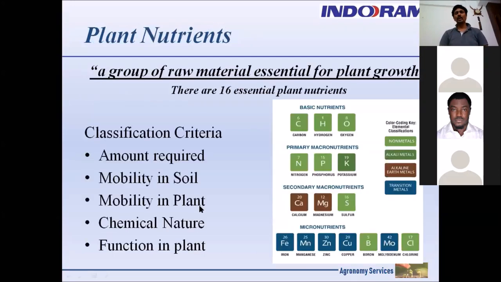So next we reach plant nutrients, which are somehow the basics for all of us, as we are dealing with plant nutrients. As I mentioned earlier, there are 16 essential plant nutrients. But what is a plant nutrient? A group of raw material.